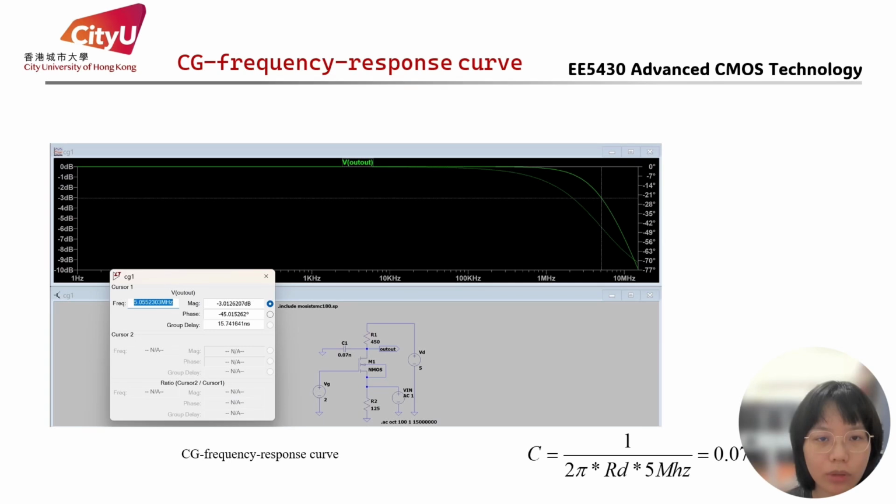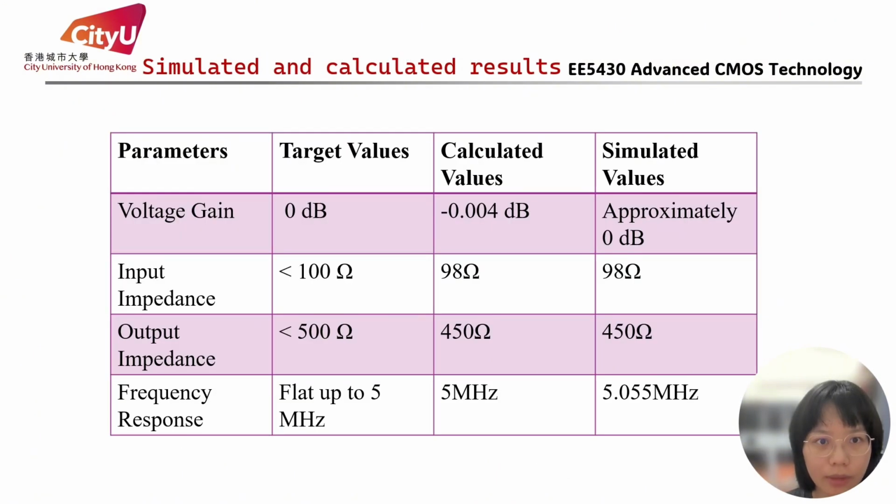Next, based on the required bandwidth, I selected a 0.07 nanofarad capacitor. The test results were close to the calculated values. Finally, this table compares the target values, calculated values, and the simulation results. All parameters meet the expected criteria.